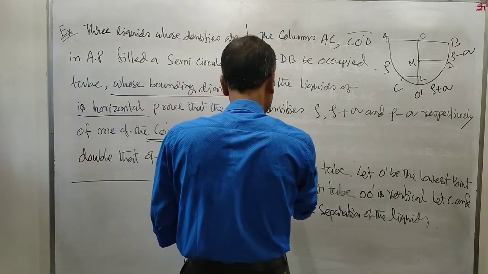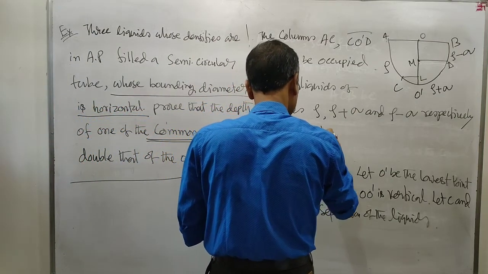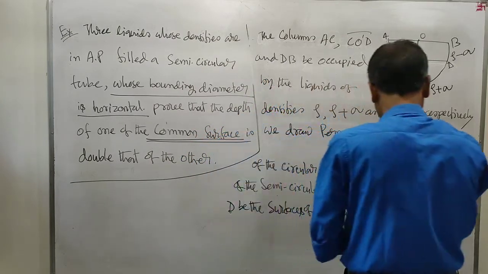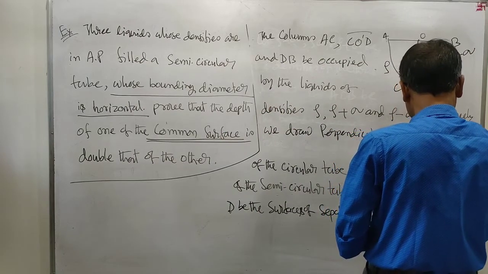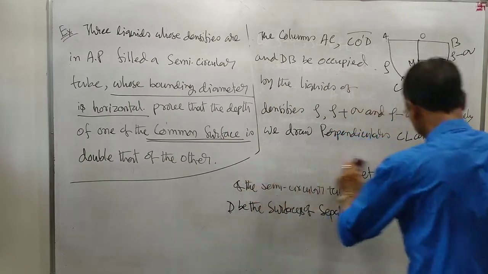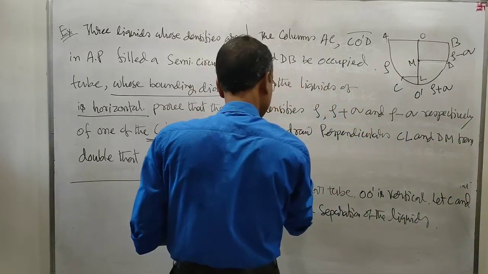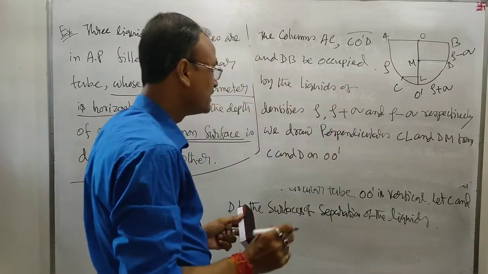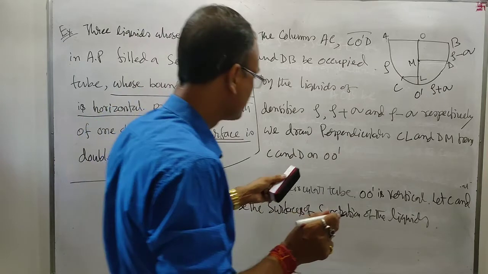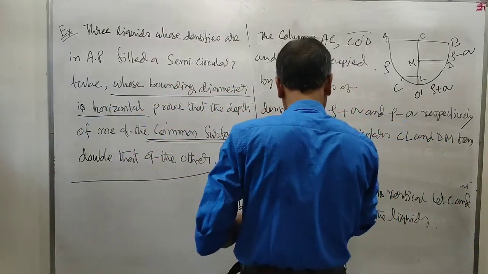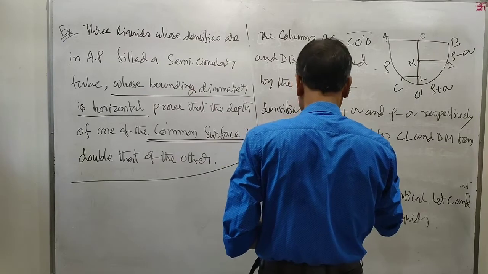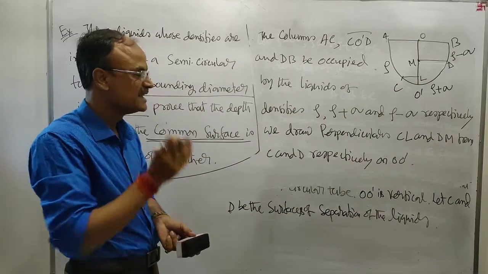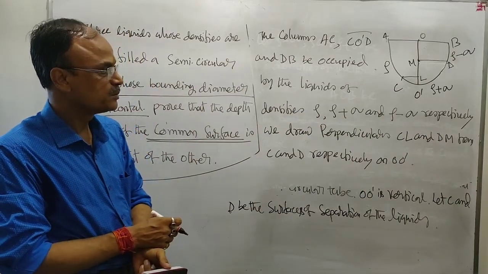Now we draw perpendiculars CL and DM from C and D respectively on O dash. We write like this. What should we prove?